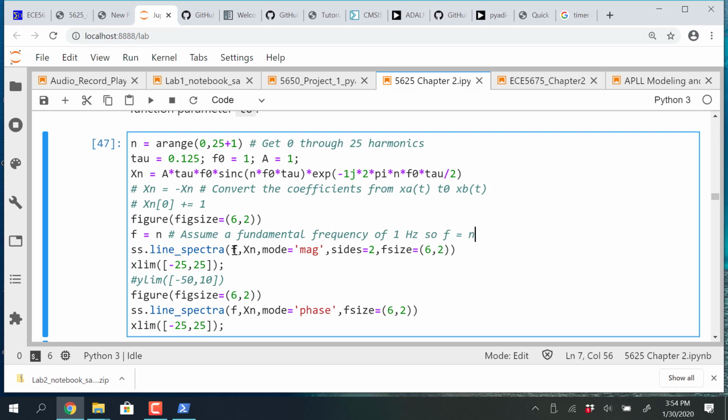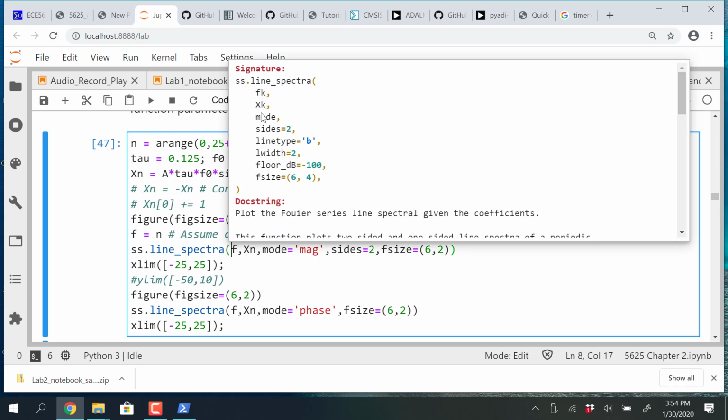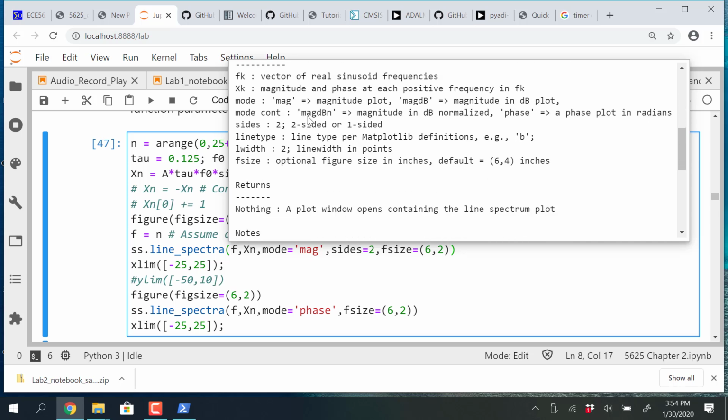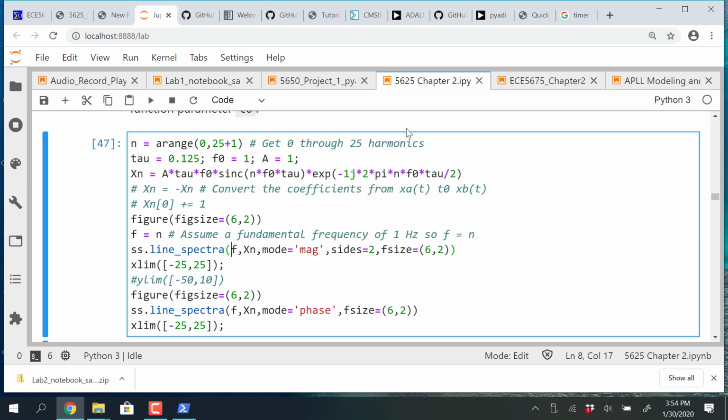I put in a set of frequencies. I can put in just the index to assume that the fundamental is 1 Hertz, but I could put in other numbers. And then I get to specify, do I want magnitude or do I want angle? So the help is right here. It tells you what it can do. Do magnitude in dB. I actually adapted this function for use in lab number 2 for doing line spectra plotting in dBm, just to make it match what you see on the spectrum analyzer when you're in the lab. So it actually works out pretty nice. So let's just do that plot.